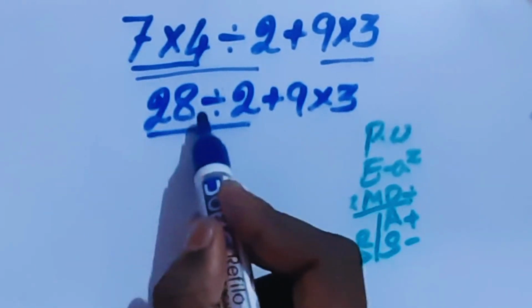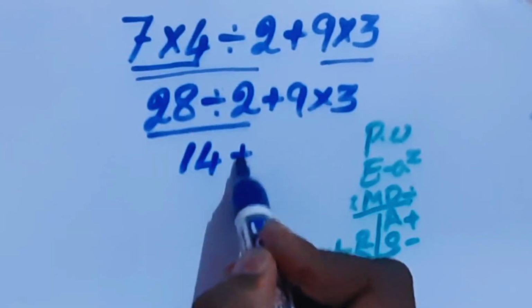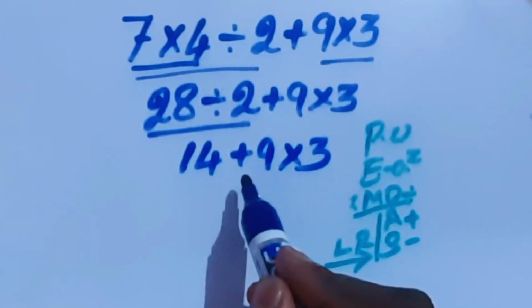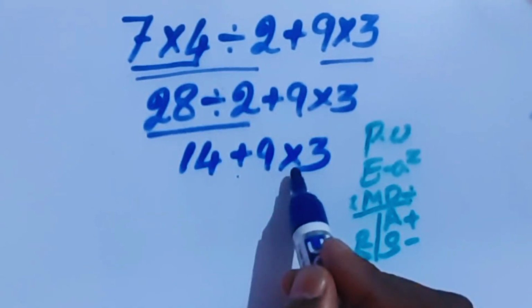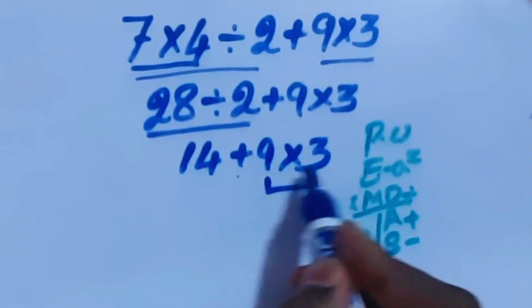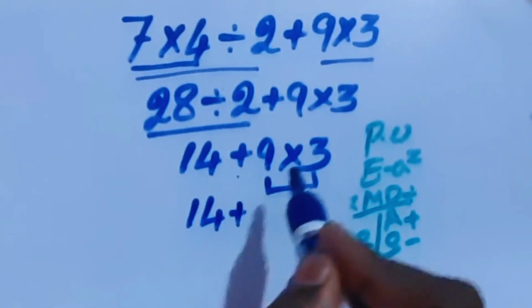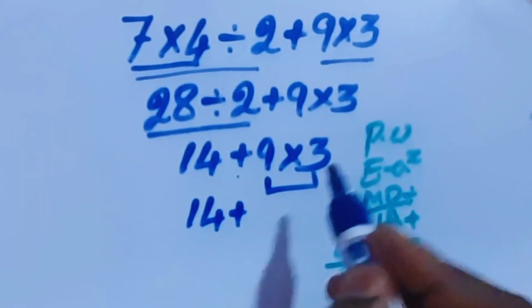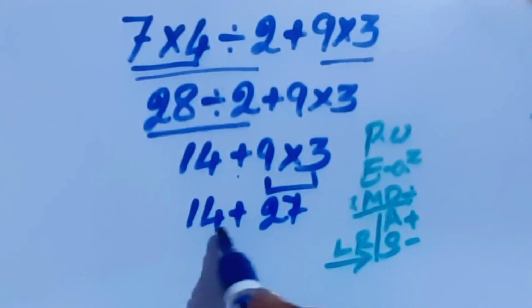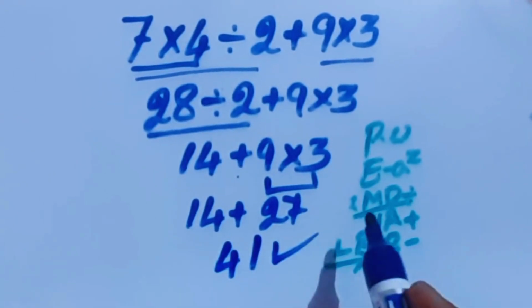Here this 28 divided by 2 is 14 plus 9 times 3. Now here we have addition and multiplication. Multiplication is higher priority than addition. So we have to do this multiplication before this addition. So 14 plus this 9 times 3 is 27. So 14 plus 27 is 41, which is the correct answer here.